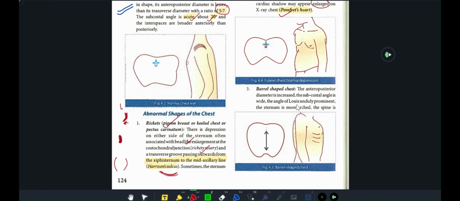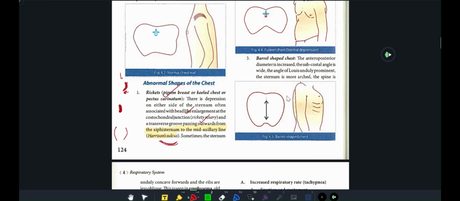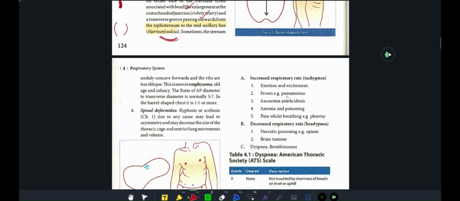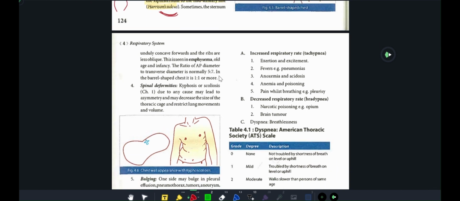Now, barrel-shaped chest, we know it is seen in COPD, because of expansion of the chest. And in barrel-shaped chest, the ratio almost looks like 1:1. It's almost the same. Anteroposterior and transverse become the same. So that is what you have to look for. It is COPD. And then, as we talked about spinal deformities, chest wall deformities.